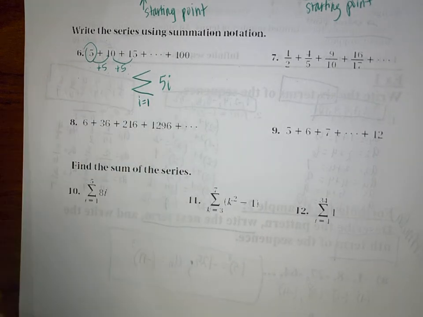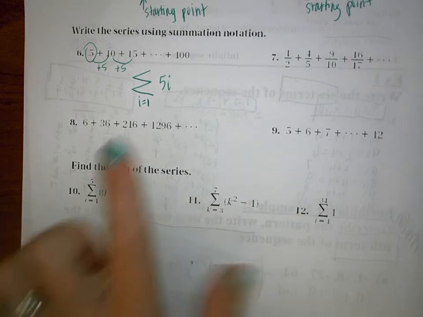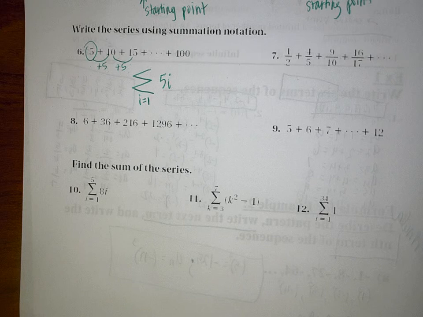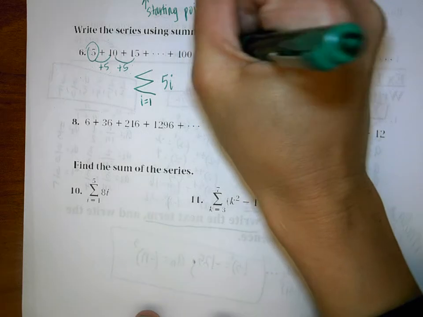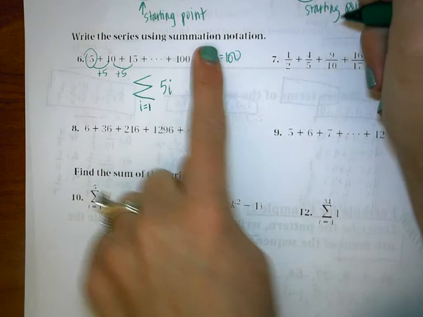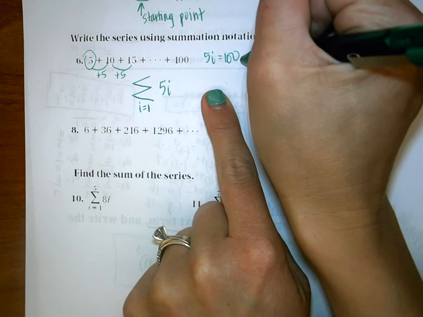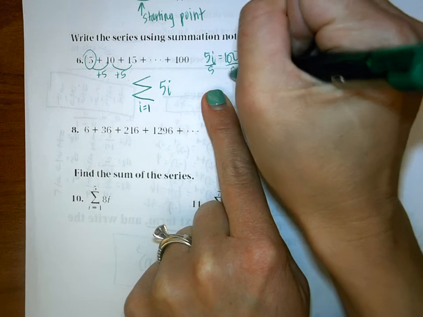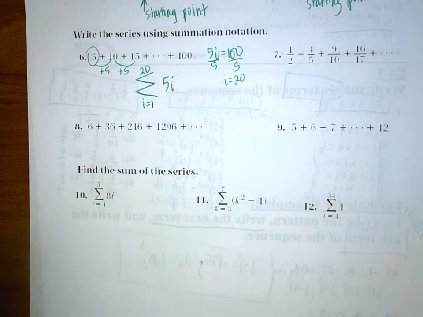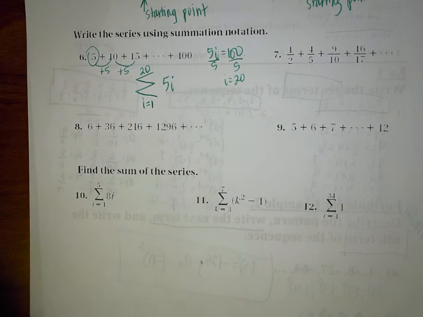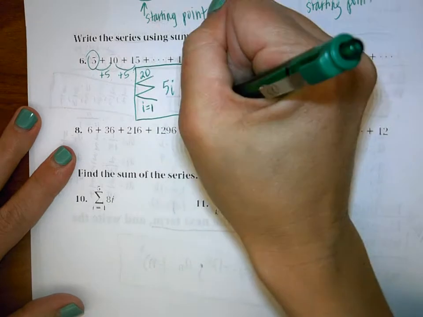Figure out the last term. Right, so there's a couple ways. Some of you are pretty smart and you're like, 5 times 20 is 100. Let's say you didn't think about that, which is totally fine. I would go 5i equals 100. I would set this up as an equation and try to figure out what i is when the answer is 100, and then I divide by 5, and I get i equals 20. So 20 is my ending point. And there's your answer. That's all you had to do, is just write that with summation notation.